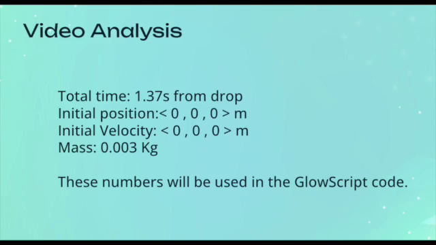These are the numbers I was able to gather from the Tracker video analysis. So I have the total time from the drop to the floor is 1.737 seconds. The initial position starts at 0, 0, 0 meters. Initial velocity, same vector. And the mass is 0.003 kilograms, and these numbers will be put into the GlowScript code to match the initial conditions.